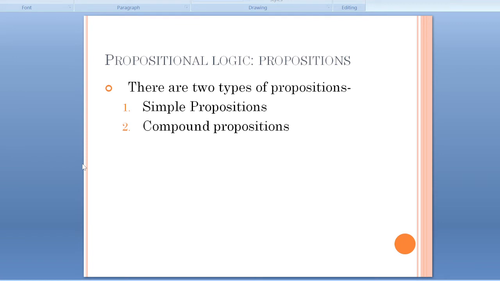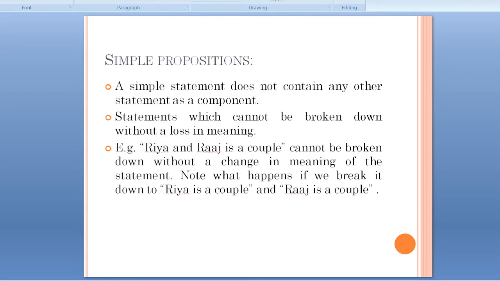In propositional logic, there are two types of propositions: simple propositions and compound propositions. A simple proposition is a simple statement that does not contain any other statement as a component. These are statements which cannot be broken down without a loss in meaning, like Riya and Raj is a couple. It cannot be broken into two pieces.